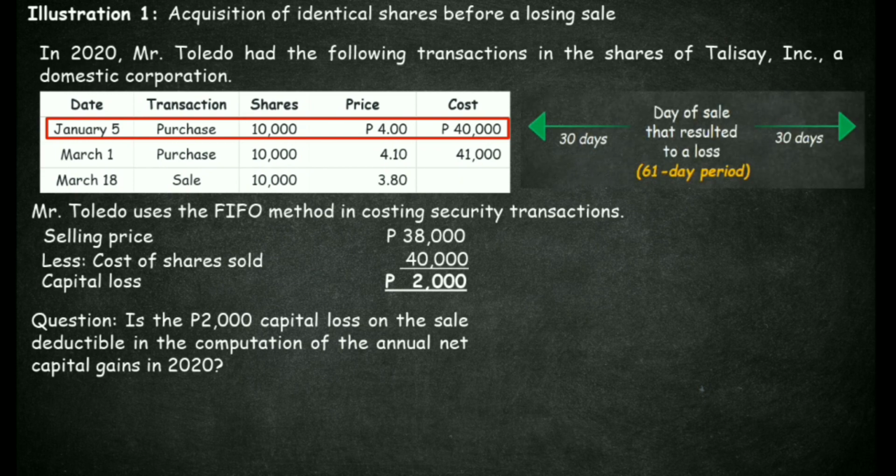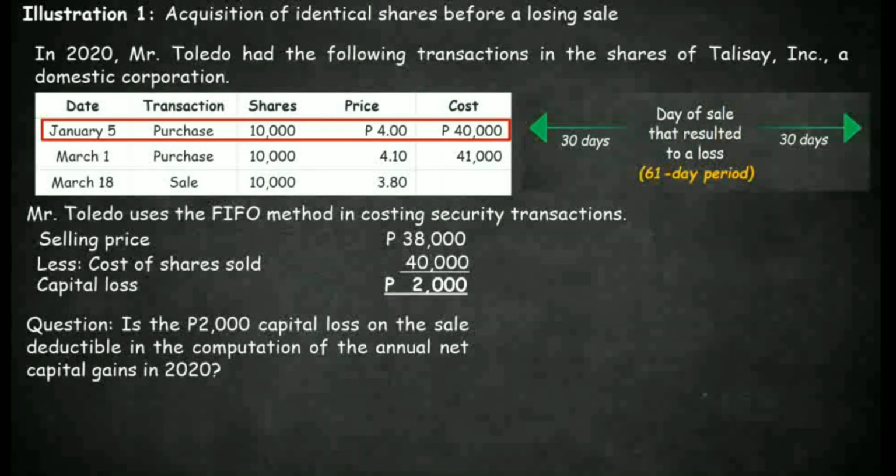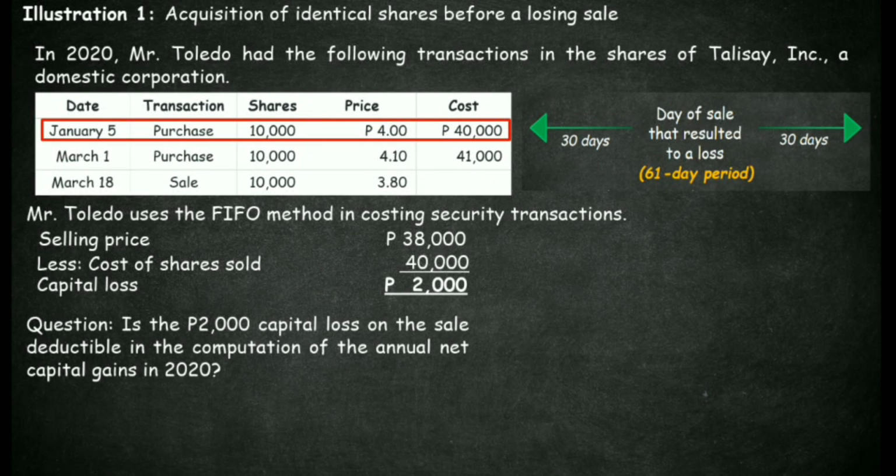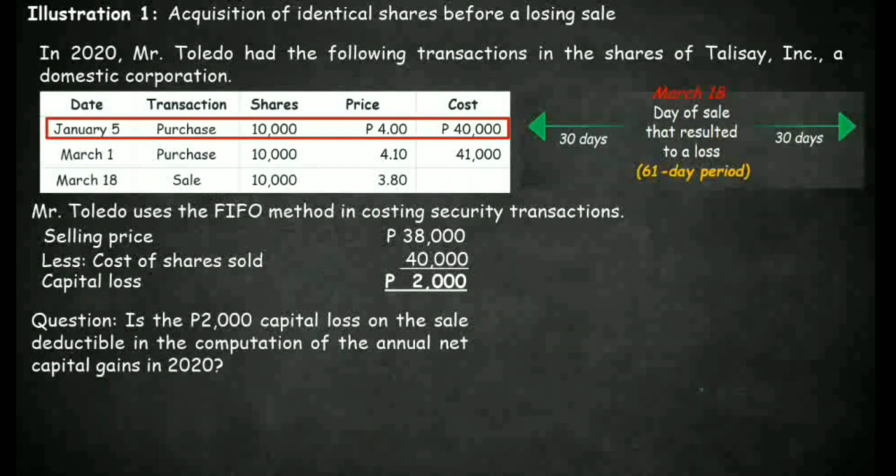So ito yung timetable natin to determine if the purchase transaction is a wash sale or not. Tingnan natin ngayon itong table containing the information regarding the shares of Mr. Toledo. So, based on the information provided in the table, kailan ba nangyari yung sale na nag-result sa loss? That was on March 18, 2020. Now, check natin yung mga purchase transactions dito sa table. Of course, we will not pay attention to the purchase made on January 5 kasi ito yung shares na binenta ni Mr. Toledo on March 18, 2020.